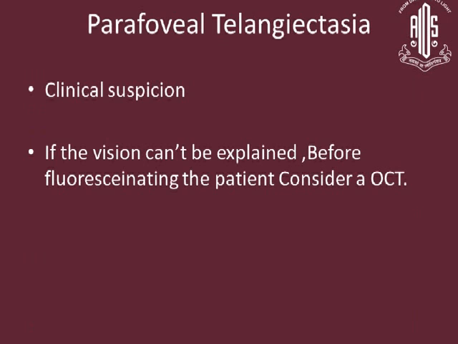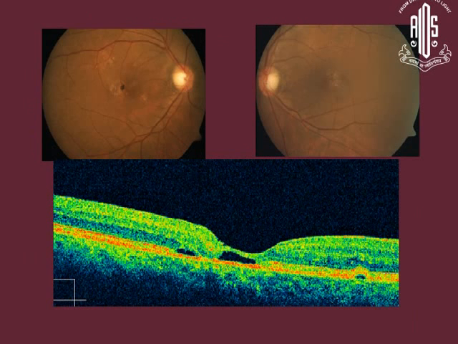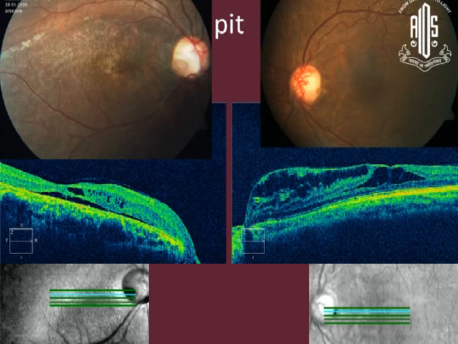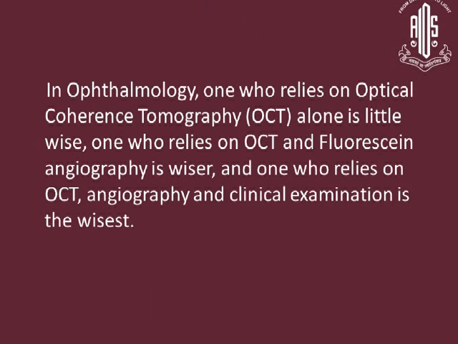And in parafoveal telangiectasia, if the vision can't be explained, before fluoresceinating the patient, we can consider OCT. This is a typical right angle venule sign. And in a pit, we can identify whether it is communicating with the pit or not. And this is very important in ophthalmology.